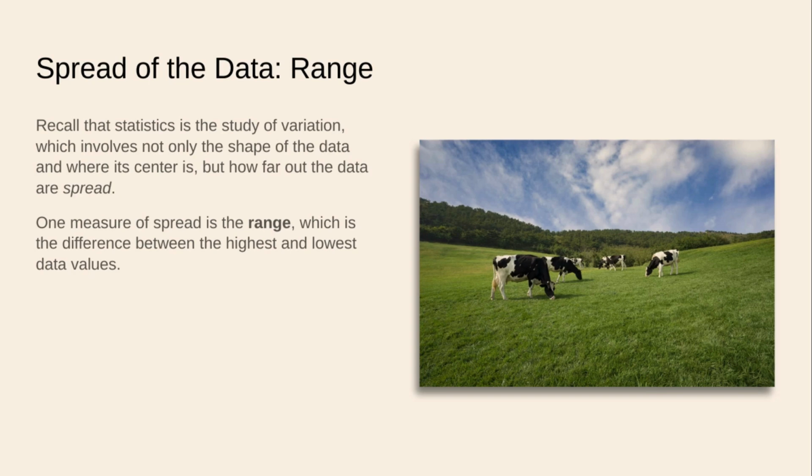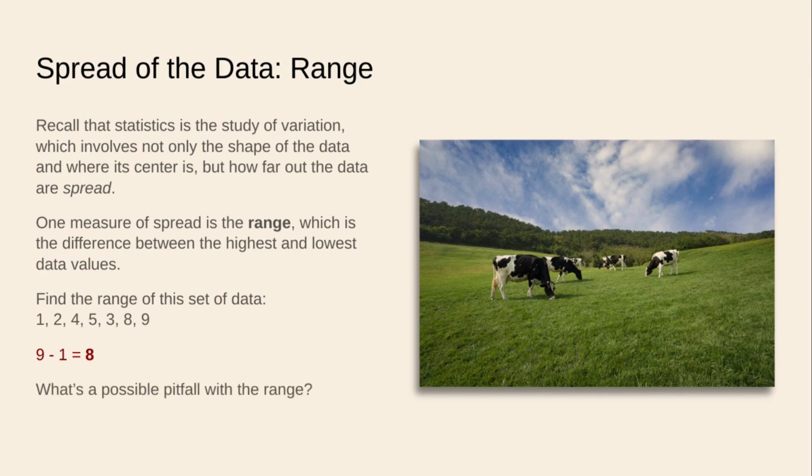It is very, very simple. So we're going to find the range of these data right here. All we need to do is find the lowest and highest data values and subtract them. 9 minus 1 equals 8. So the range of the data is 8. Great, we have now understood how to find the spread of data.